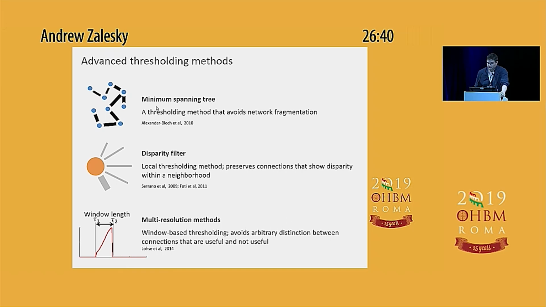As I said, some of the more advanced methods are the MST. There's also a local method called the disparity filter. I won't go into the details of that here. Take a look at the papers by Serrano and Foti. There are also multi-resolution methods, which to a certain extent take into account the issue of the arbitrariness in the threshold choice.